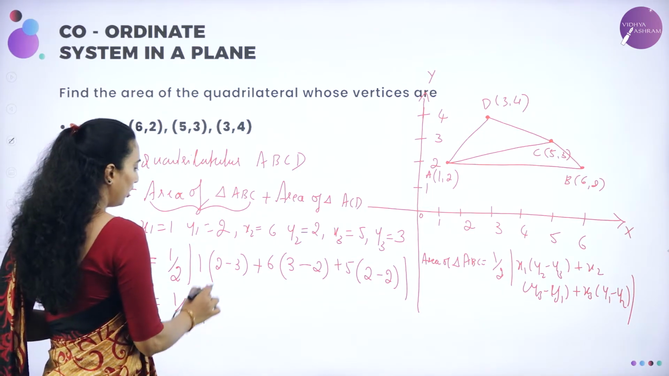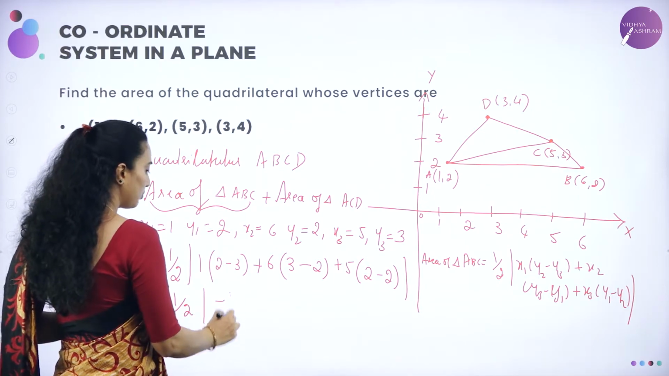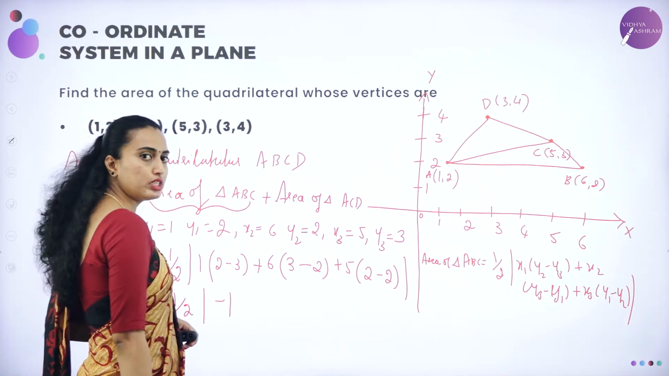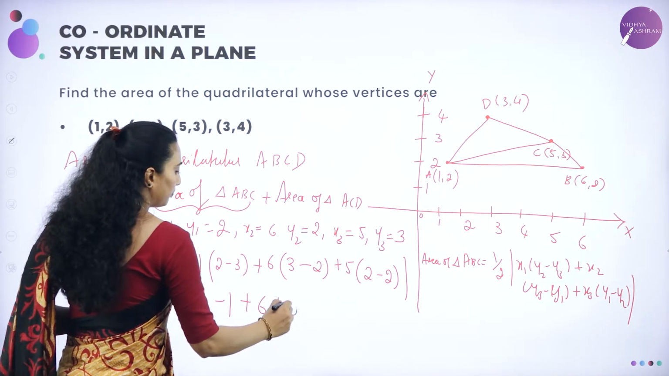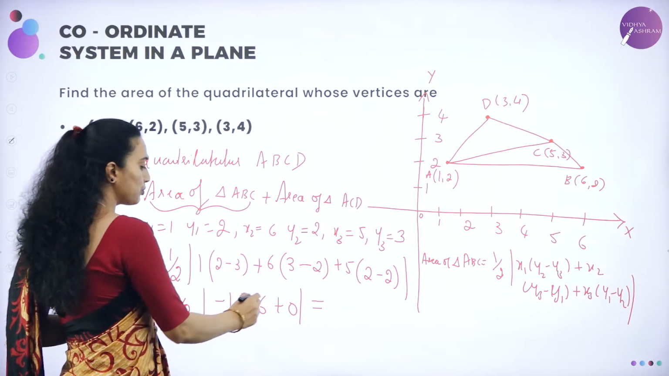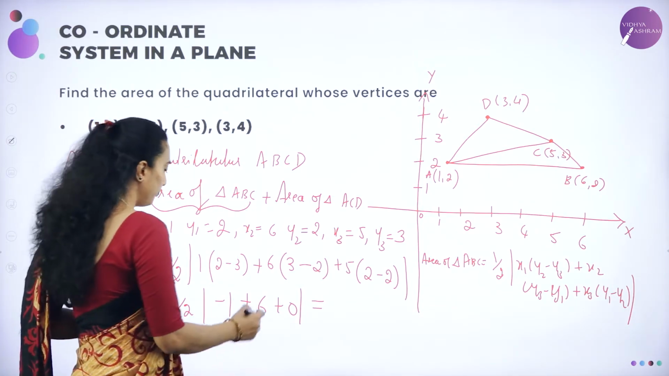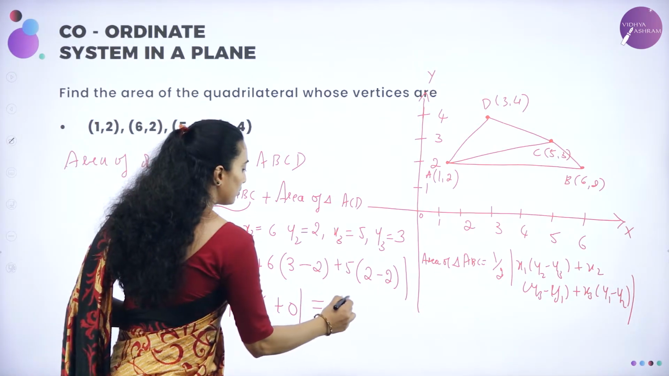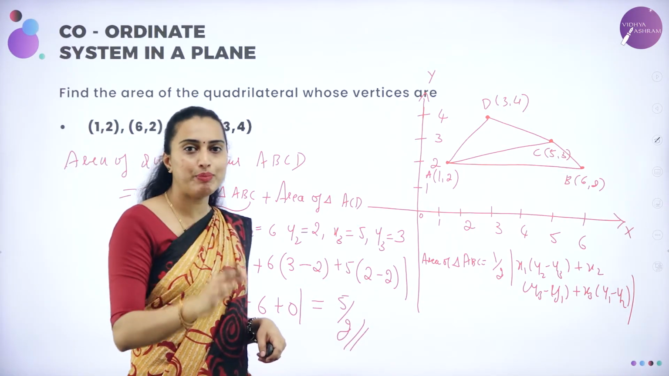So half into modulus of 2 minus 3 is minus 1. Minus 1 into 1 is minus 1 only. Plus 3 minus 2 is 1. 1 into 6 is plus 6 only. And the last will become 0. So the answer you are going to have is minus 1 plus 6. What is minus 1 plus 6? 5. So plus 5 by 2. So 5 by 2. This is the area of a triangle ABC.